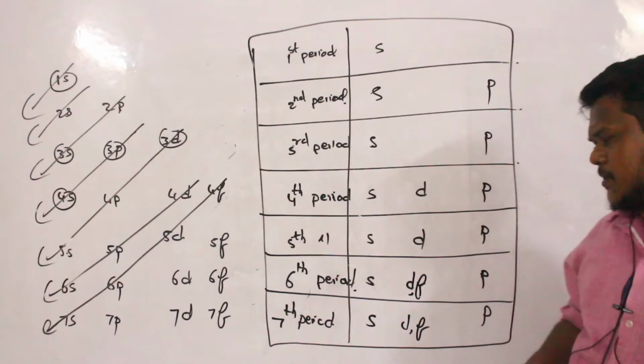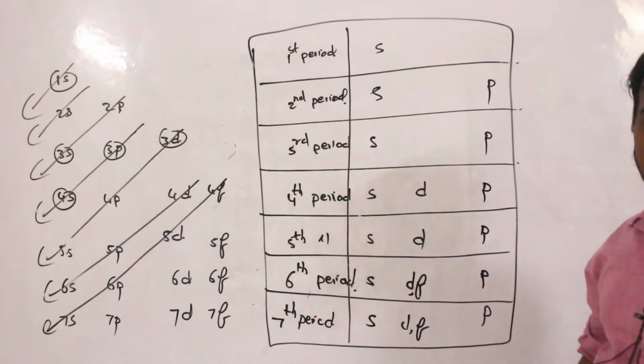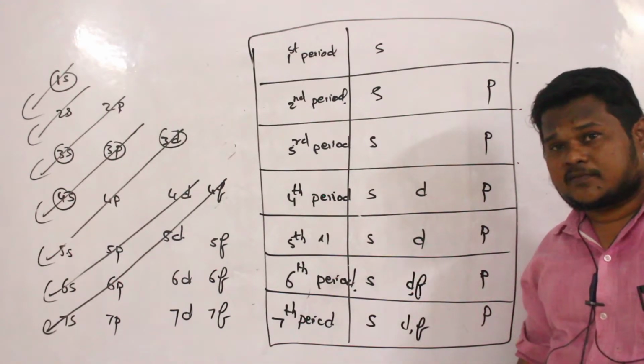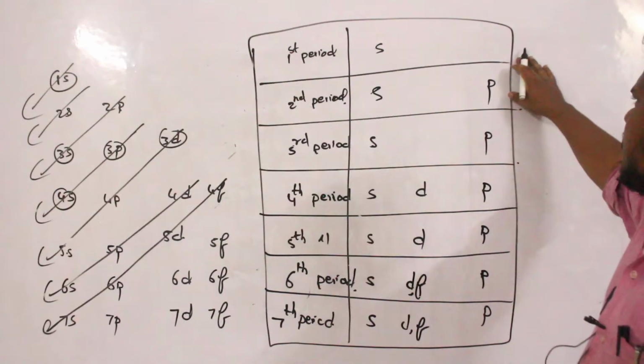Are you able to understand? But these f block elements are separated from the periodic table. What is the reason for that? That we will discuss later. Now if you see the first period, how many elements are there?